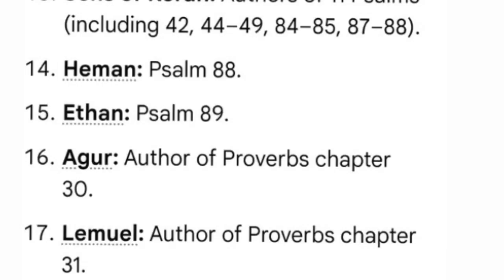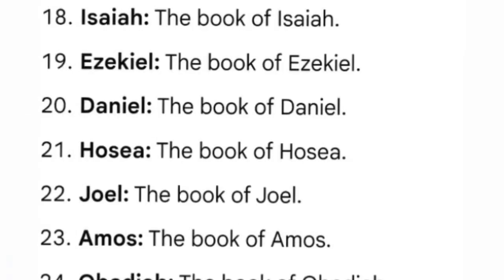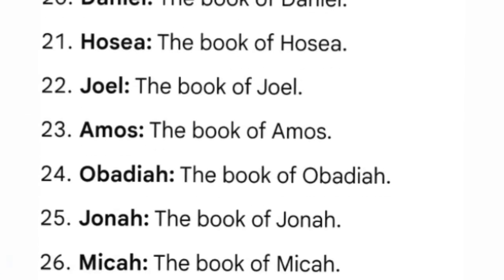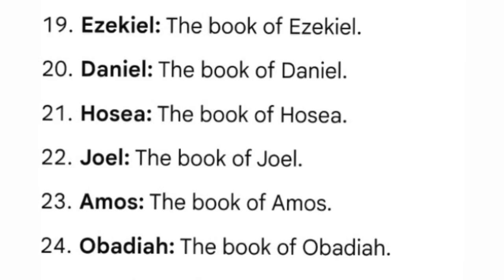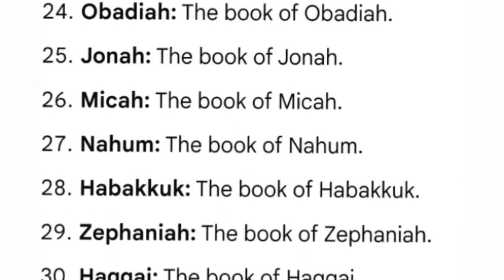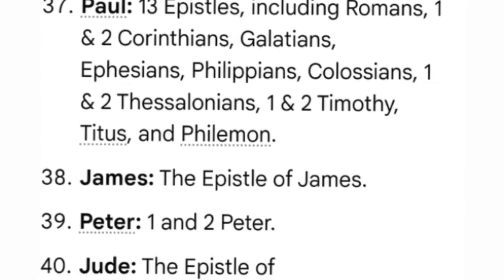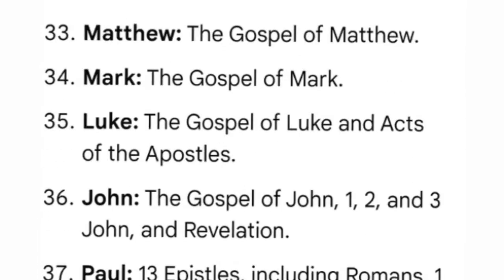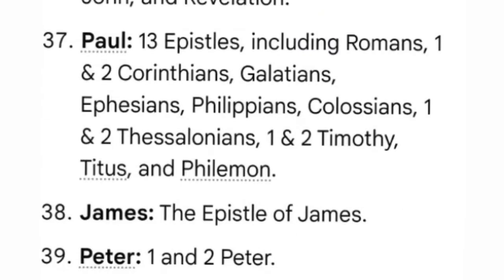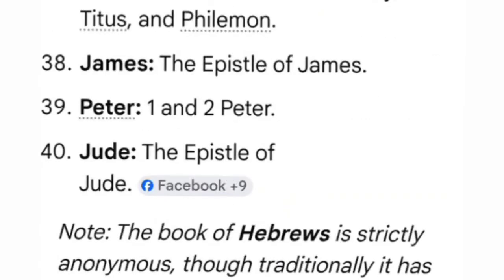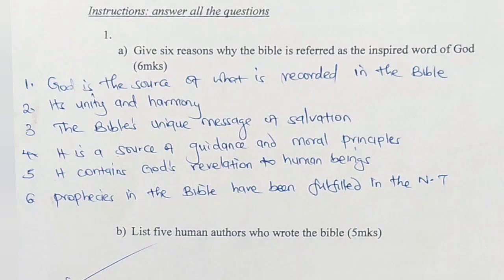Agur, Lemuel, Isaiah, Ezekiel, Daniel, Hosea, Joel, Amos, Obadiah, Jonah, Micah, Nahum, Habakkuk, Zephaniah, Haggai, Zechariah, Malachi, Matthew, Mark, Luke, John, Paul, James, Peter, and Jude. Those are the human authors of the Bible. I just needed 5.